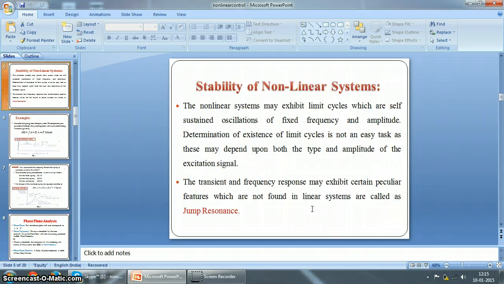Coming to the nonlinear system, the main considerations for the stability of a nonlinear system are, as we discussed, limit cycles, which are self-sustained oscillations of fixed frequency and amplitude, and another one is jump resonance.